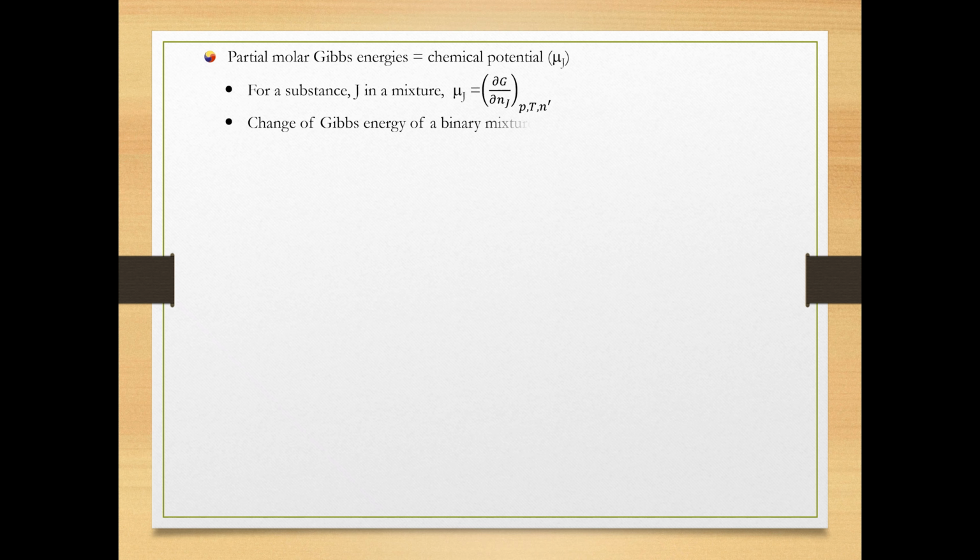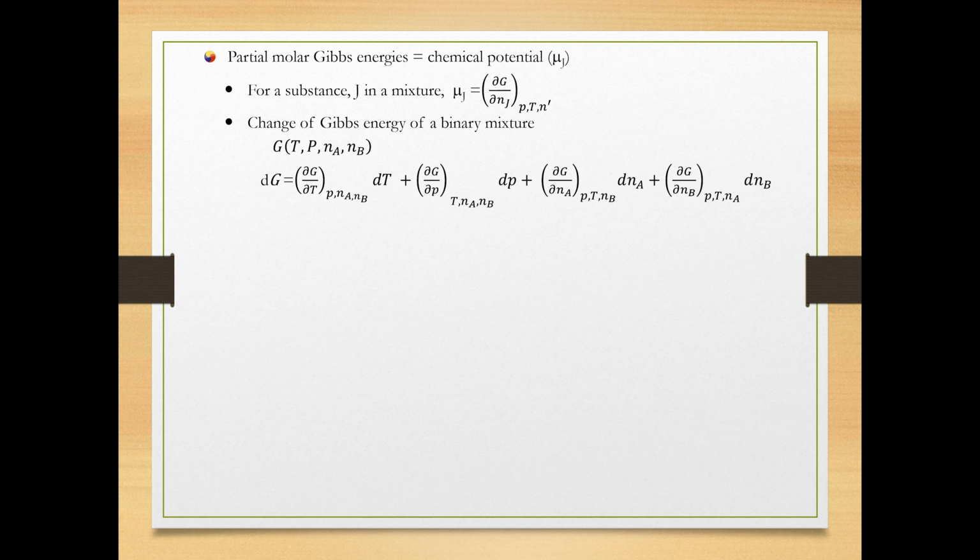Suppose we have a binary mixture containing A and B. The Gibbs energy is a function of temperature, pressure, and the amounts of the two components. Therefore, the total differential of the Gibbs energy can be written as shown here. Under constant temperature and pressure, the total differential can be reduced like this by eliminating the first two terms. Since the partial molar Gibbs energy of a component is the chemical potential of the component, this equation can be simplified as shown here.